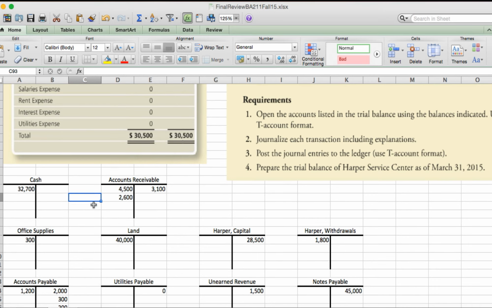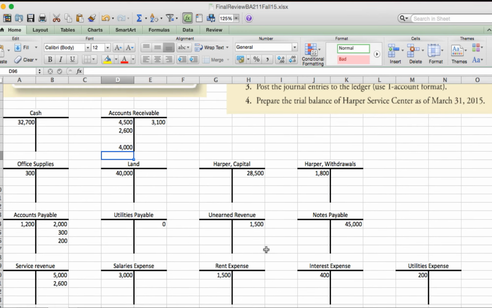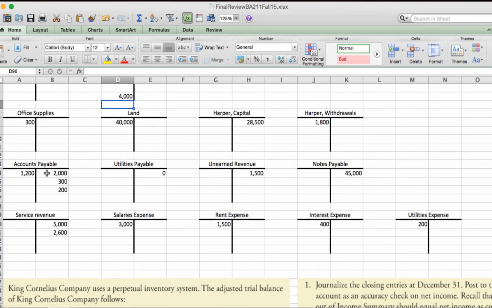The rest of them are pretty easy because there's not that many transactions in them. So I've got 4,500 plus 2,600. That's 7,100 minus 3,100. So the balance there is 4,000. Office supplies, obviously, balance stays. Anything with just one number in it just stays whatever that number is. Accounts payable, 2,000 plus 300 plus 200 is 2,500 minus 1,200 is 1,300.